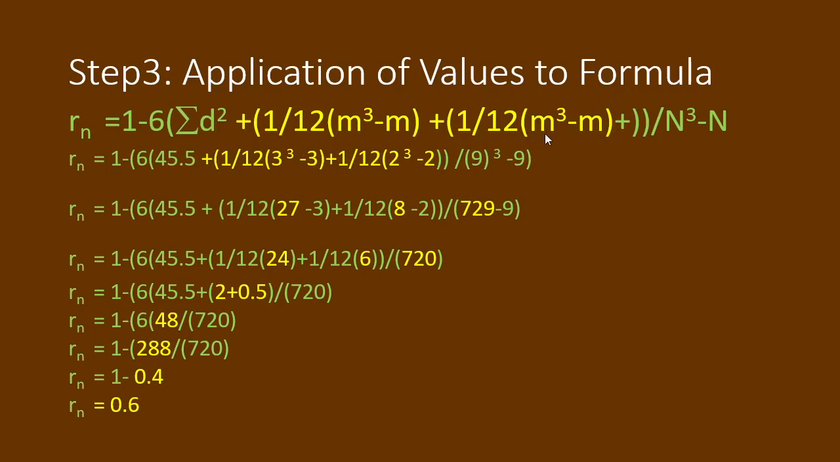So I'll consider m value 2. Here 1 minus 6 sigma d square, 45.5 plus, so these terms 1 by 12 into m cube minus m. So for this 1 by 12 as it is, m value is considered 3 because 60 is repeated 3 times. So 3 cube minus 3 plus again 1 by 12 as it is. So m value I have considered 2. The reason is 13 repeated 2 times. Here we are going to consider the number of times of repetition.